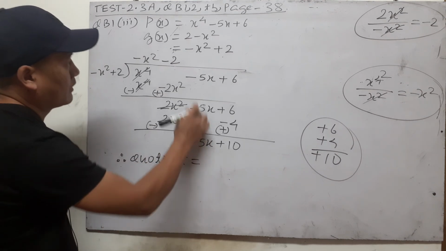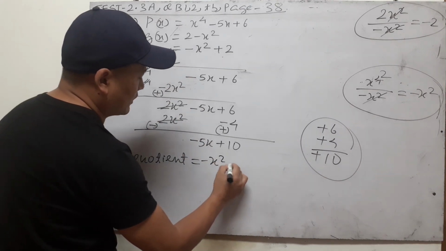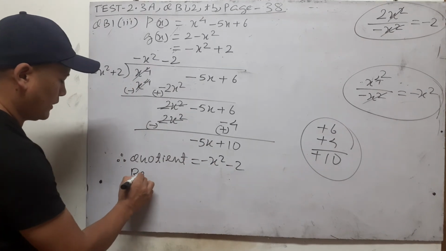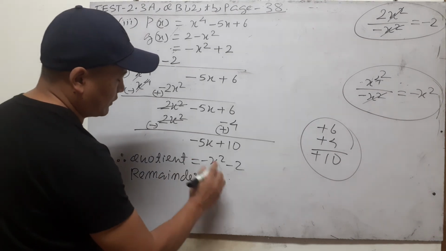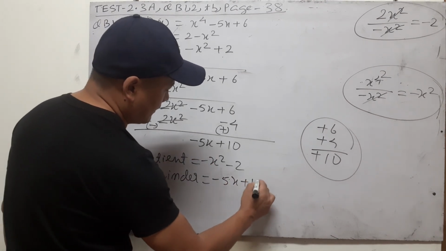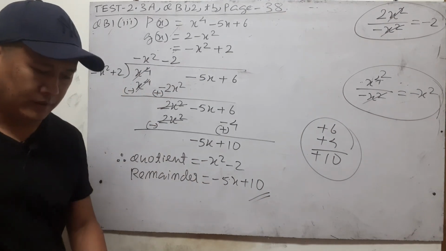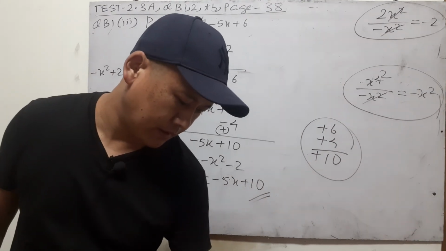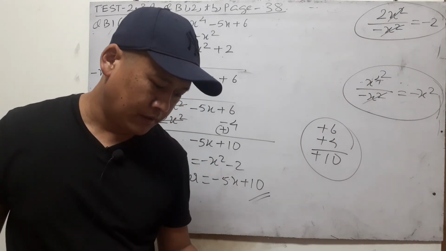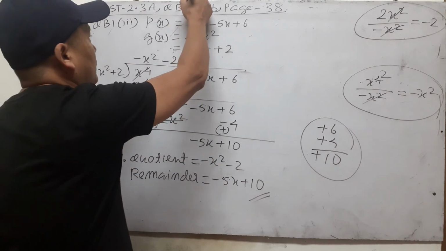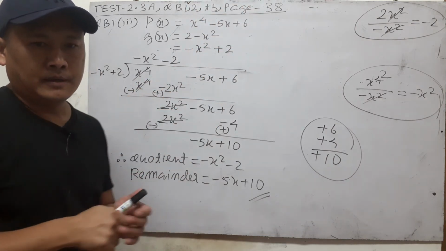And we can write down, therefore, the quotient is minus x squared minus 2, and the remainder is minus 5x plus 10. I hope it's the same as the textbook. Yes, minus 5x plus 10, with quotient minus x squared minus 2. Now we'll finish 1, so we'll go and do 2 in the next class. Okay.